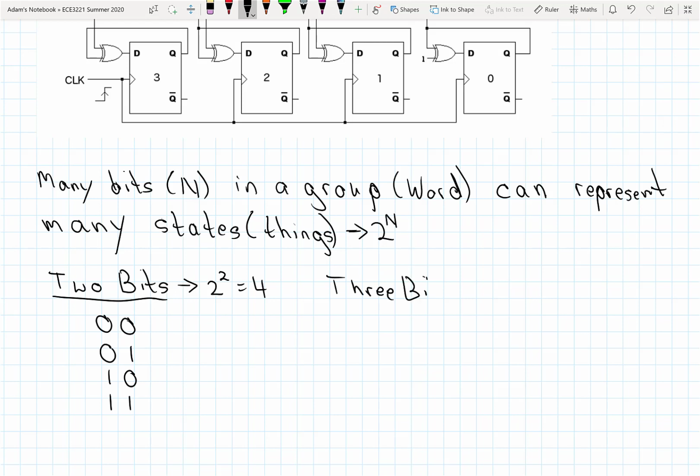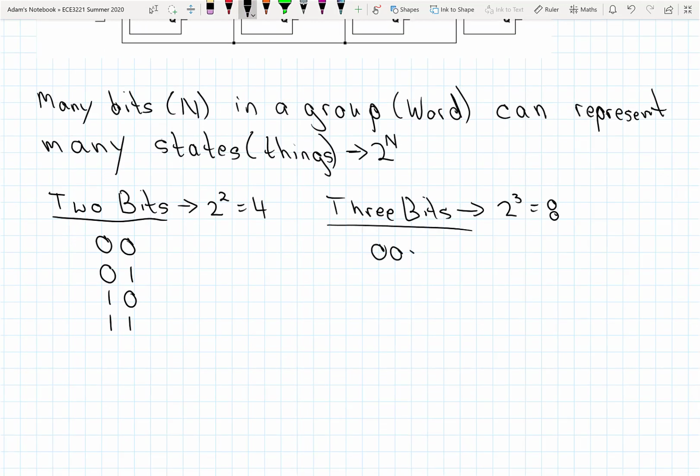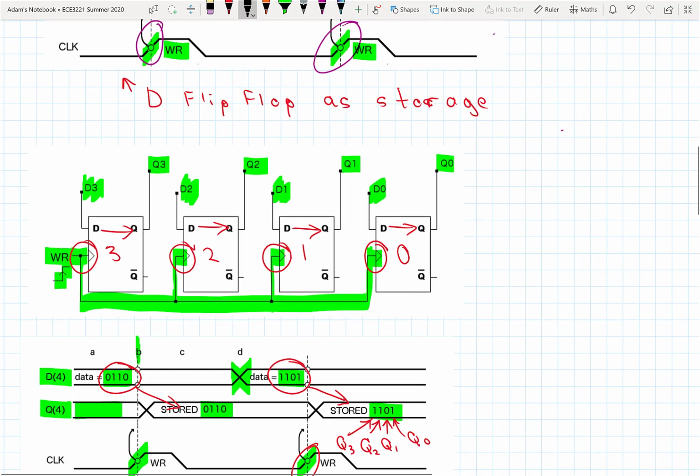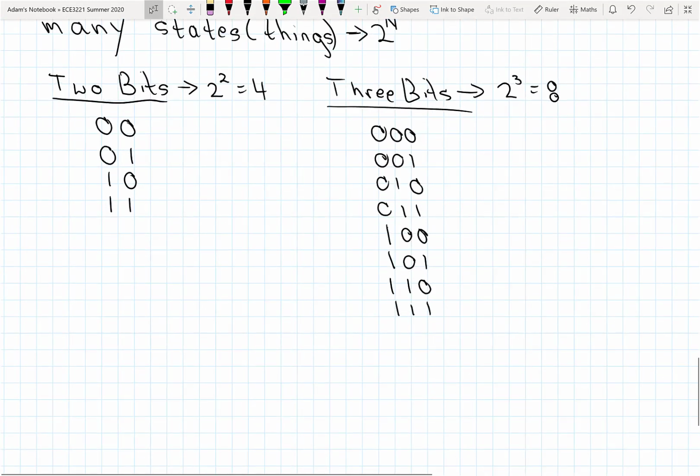With 3 bits, 2 to the 3 says that we should be able to represent 8 things. So 0 0 0, 0 0 1, 0 1 0, 0 1 1, 1 0 0, 1 0 1, 1 1 0, 1 1 1. So we can now represent 8 different unique states, or 8 different unique things using 3 bits. In the examples above, with our 4-bit storage, whether it's flip-flops or latches, with 4 bits, of course, we can represent 16 different things.